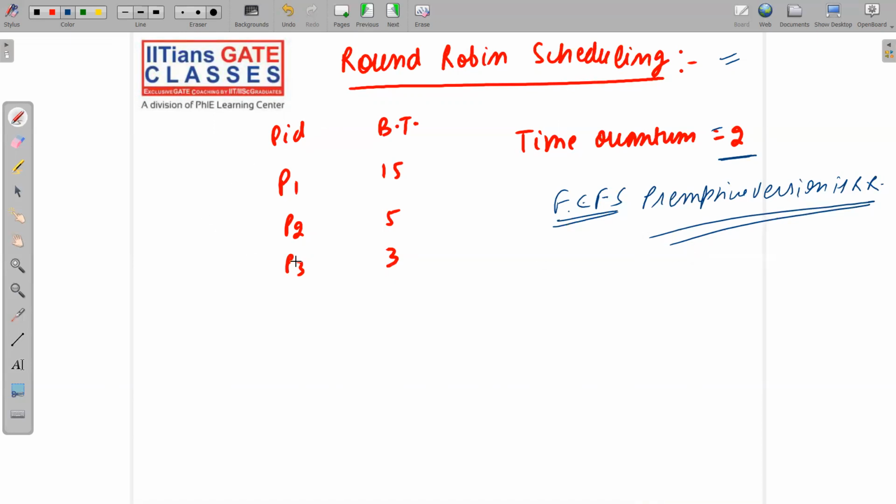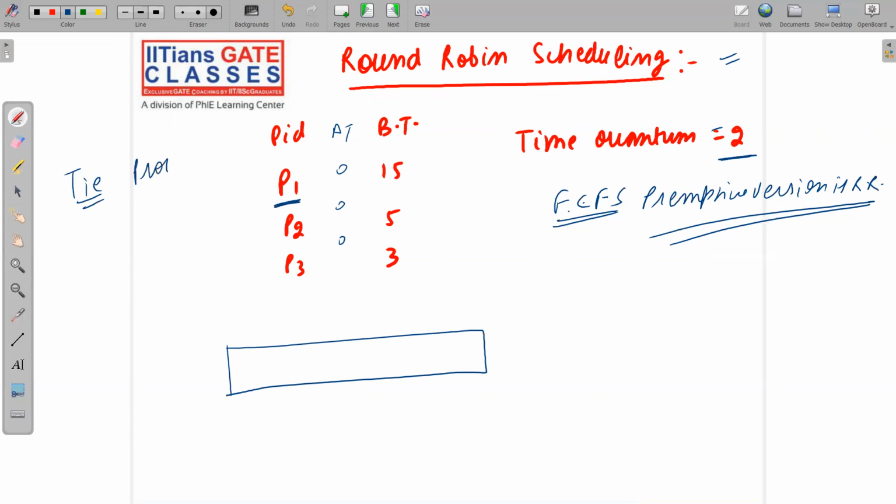So let me show you here. Now arrival time is not given, so obviously I will suppose arrival time is 0 for all the processes. So which process will be started first? Obviously P1 will be started first. In case of tie, we take the process having the least process ID. That is the rule. So P1 will obviously be executed first.